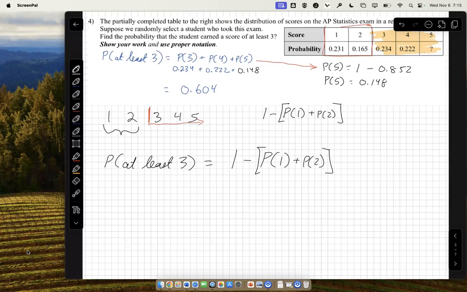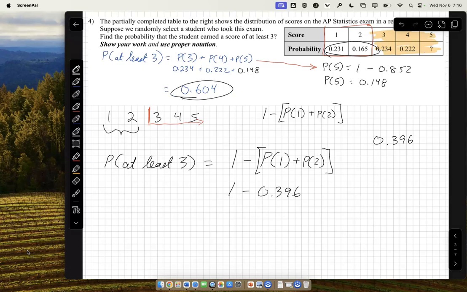So what do we have here? Probability of at least 3 is the complement of the probability of a score of 1 or 2. So that's actually really interesting for us to see as well. And so when they do that, if you add these numbers together, I'm going to get 0.396. 1 minus 0.396 does give you the same answer of 0.604.